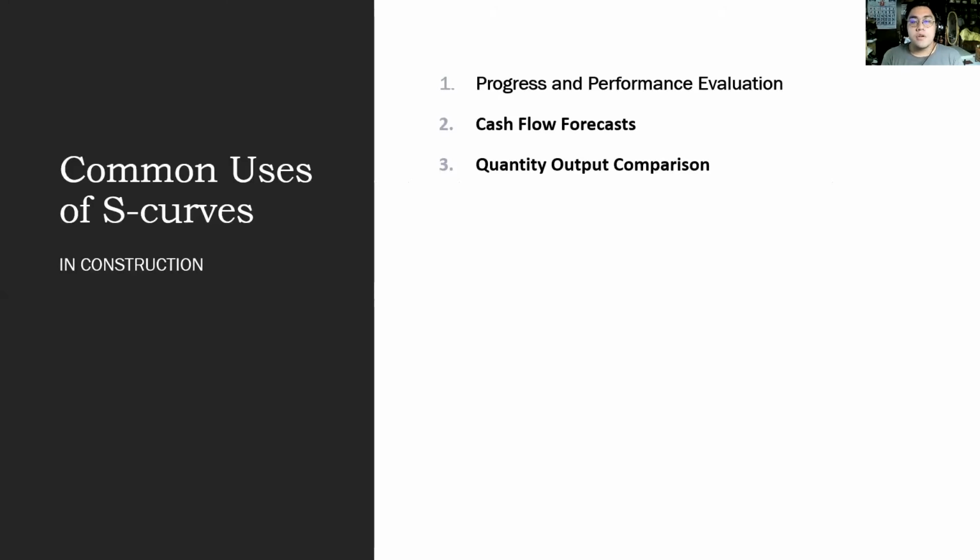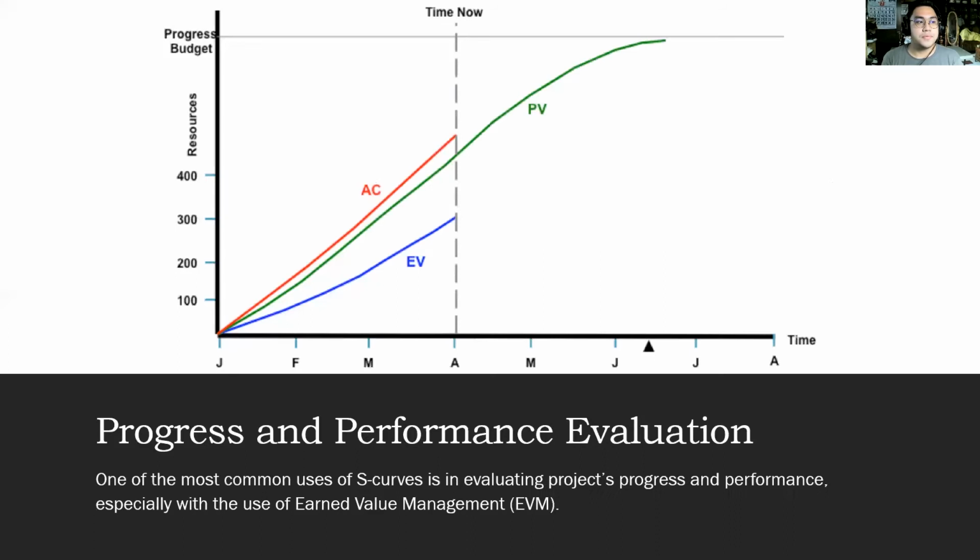Common uses of S-curves in construction. First is the progress and performance evaluation, cash flow forecast, and quantity output comparison. First, we will discuss the progress and performance evaluation. This is one of the most common uses of S-curves in evaluating project progress and performance, especially with the use of earned value management or EVM.